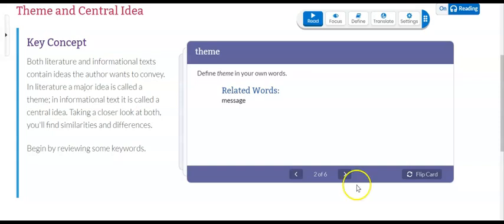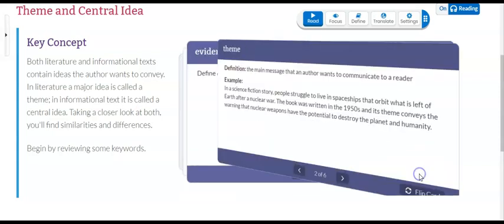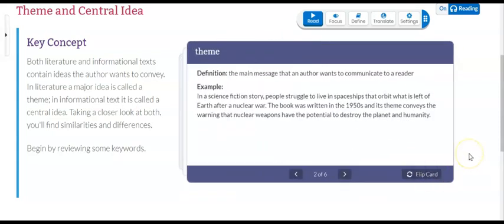Theme. Example. In a science fiction story, people struggle to live in spaceships that orbit what is left of Earth after a nuclear war. The book was written in the 1950s, and its theme conveys the warning that nuclear weapons have the potential to destroy the planet and humanity.